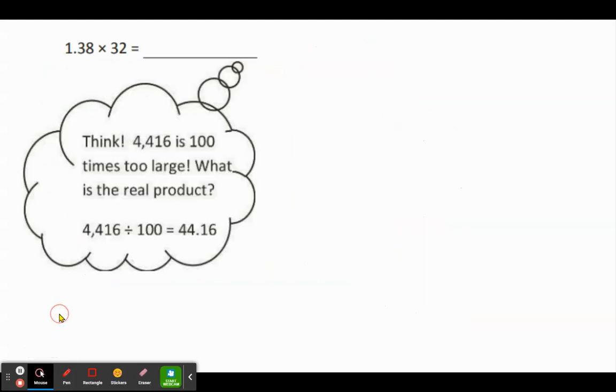All right. Now, let's take a look at this. Oh, we already did everything. Sorry, guys. So as we said, 4,416 is 100 times too large. What is the real product? Because we multiplied our 1.38 times 100, we now have to divide by 100, which is going to give us 44.16. Okay?